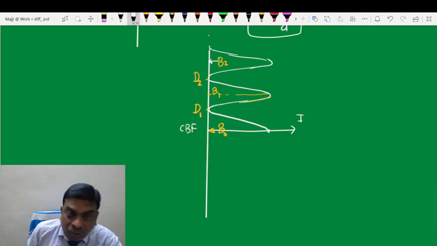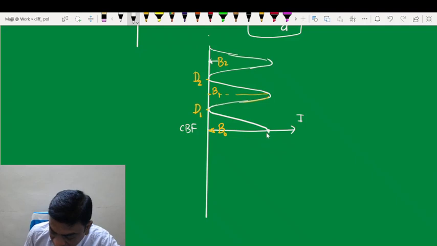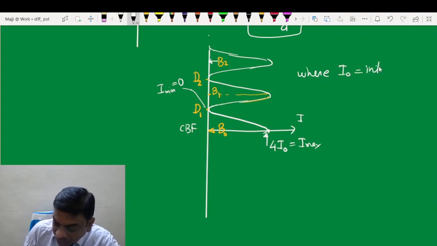If you recall, students, we have already discussed the intensity variation. So here the intensity will be 4 times I naught, whereas in the dark fringes the intensity is 0. Minimum intensity is 0 and maximum intensity is 4 I naught, where I naught is the intensity on the screen at any point due to each slit.